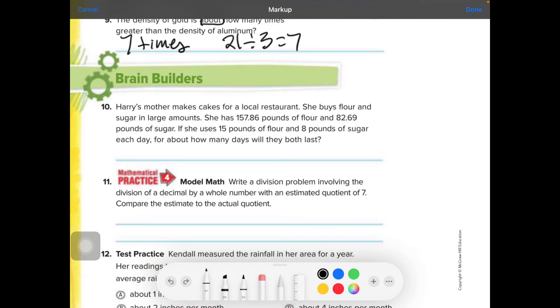Harry's mother makes cakes for a local restaurant. She buys flour and sugar in large amounts. She has 157.86 pounds of flour and 82.69 pounds of sugar. Okay, they just want to throw out some crazy numbers for you. Here's what we need to do. If she uses 15 pounds of flour and 8 pounds of sugar each day, how many days will they both last? So that's a division problem, and that's a division problem.